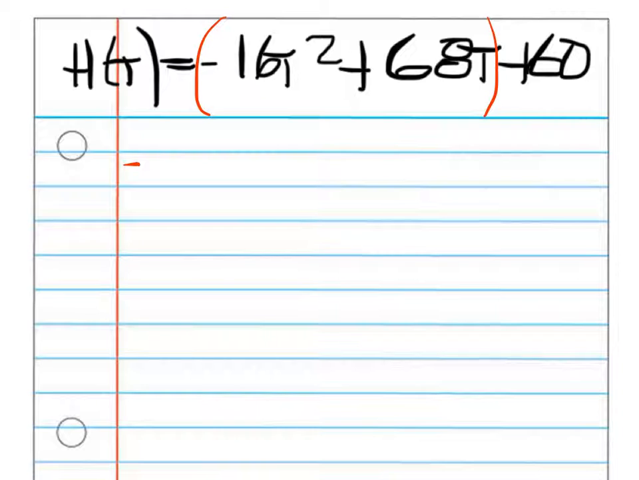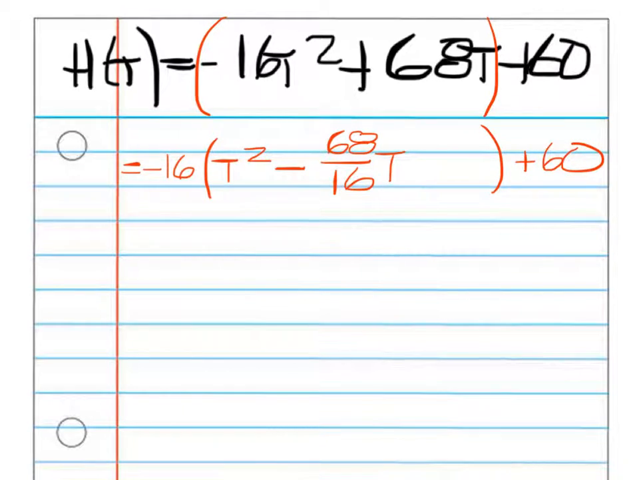When we do that, we have a negative 16 on the outside and a t squared here. 68 divided by a negative 16 is going to give me a negative result. That's why I'm putting a minus sign in the middle. 68 divided by 16 is going to give us a decimal, obviously. So let's just hold that off for now and put 68 over 16, t, space, and then a plus 60.